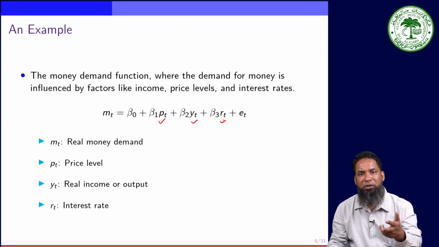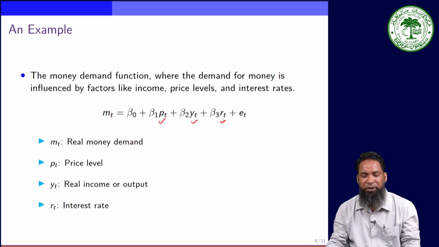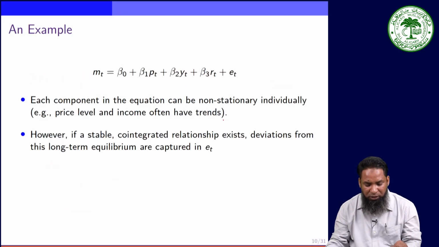So what is the solution? One solution is to take the differences of this series. However, in such cases we will lose the information. Another is, if they are cointegrated, then we can find out the long-term relationship using the cointegration. So that's what we have discussed here.